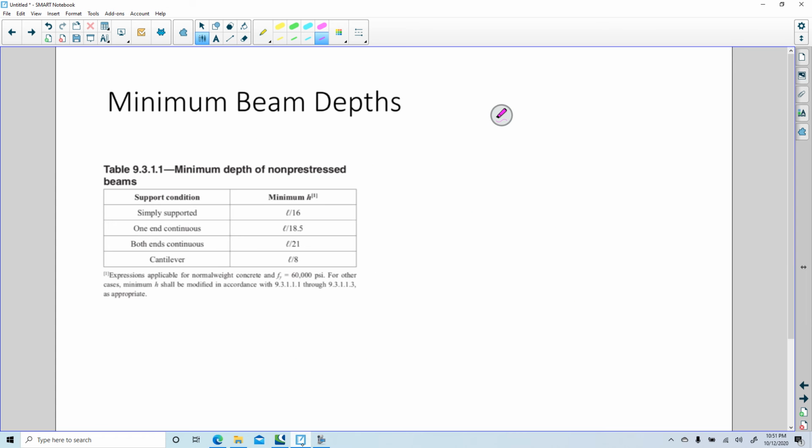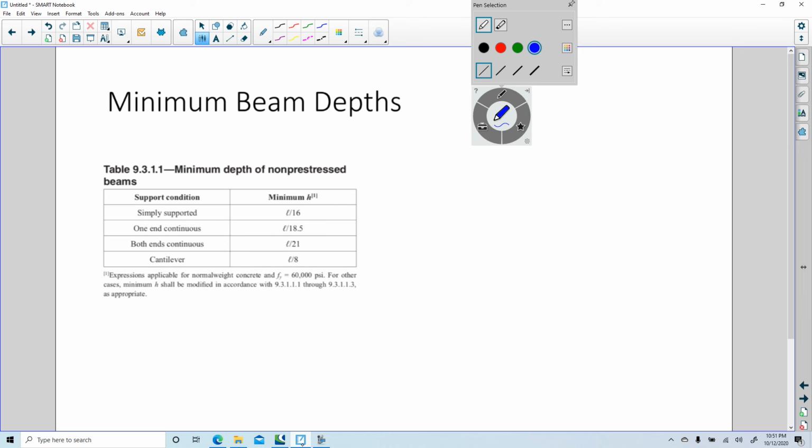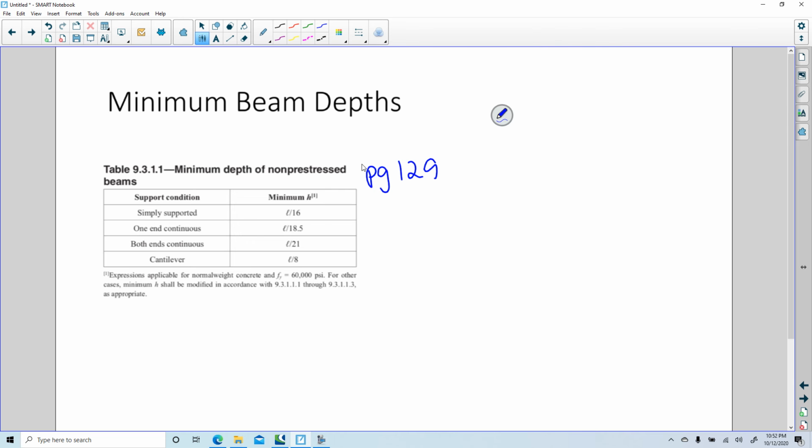So let's see. Again, this is on page 129, and you'll notice this is based on deflections.